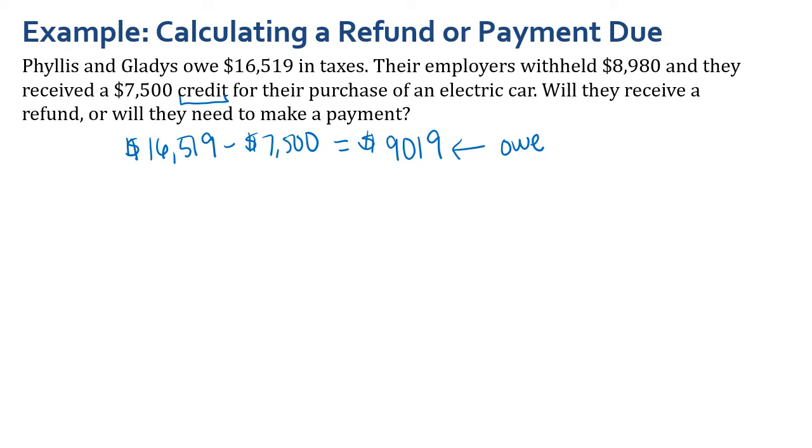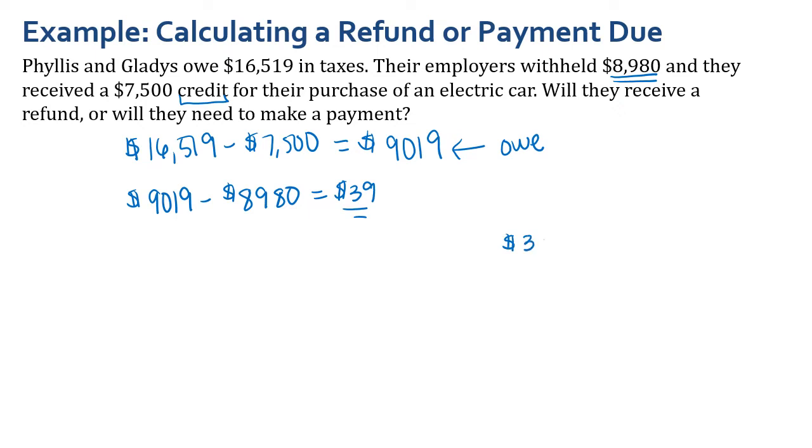Now, let's see what they've already paid. So we're going to take that amount and subtract what they've already paid in taxes. They've already paid in taxes throughout the year $8,980. So that means what's left for them to pay is $39. So this means when they file their taxes, they're going to owe $39 in taxes. That's what they have left to pay on their taxes.